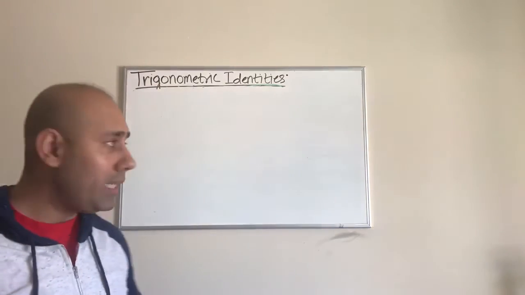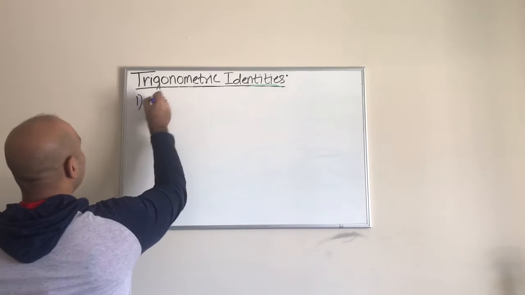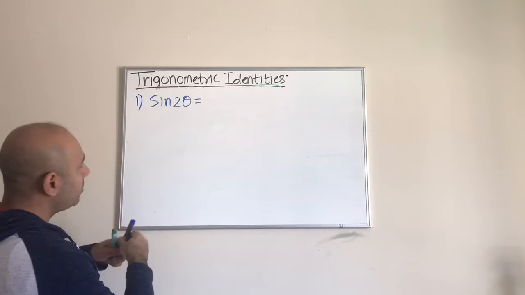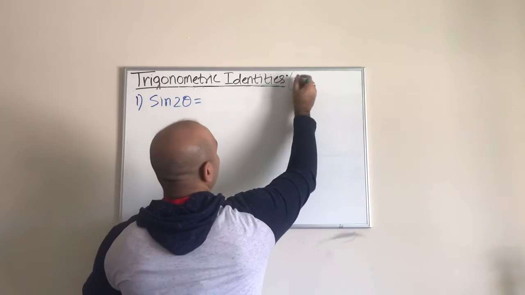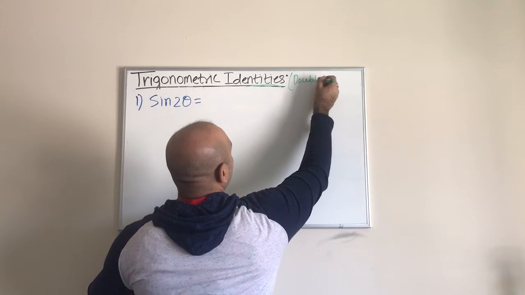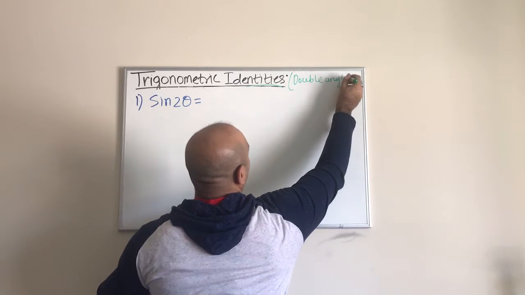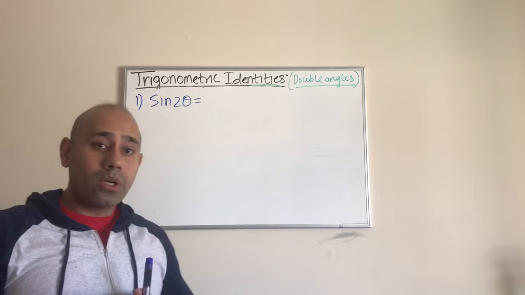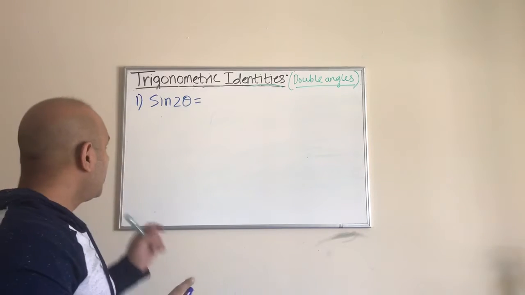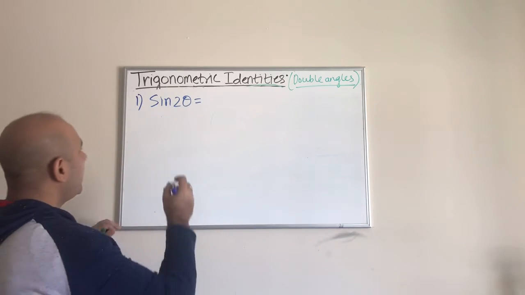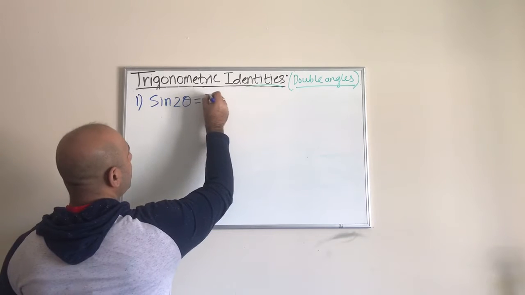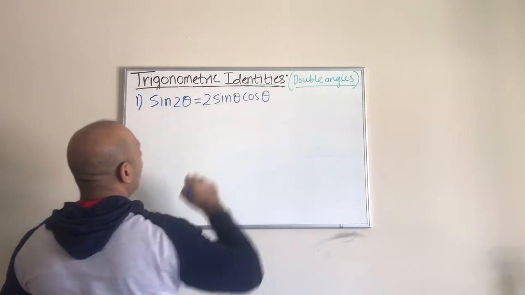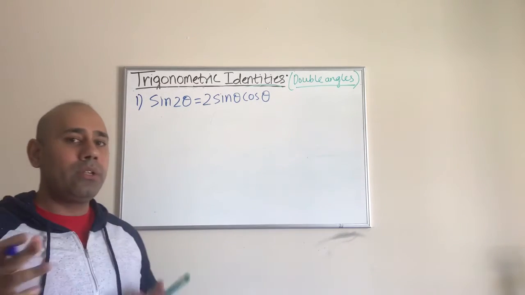So guys, the first one is the sine of the double angle. Let us start with that, sine of 2 theta, but I want to call it double angle. Once we are done with the double angles, we are going to talk about the half angles as well. So with double angles, sine of 2 theta is given as 2 sine theta cosine theta. And again, it's all in your formula sheets.